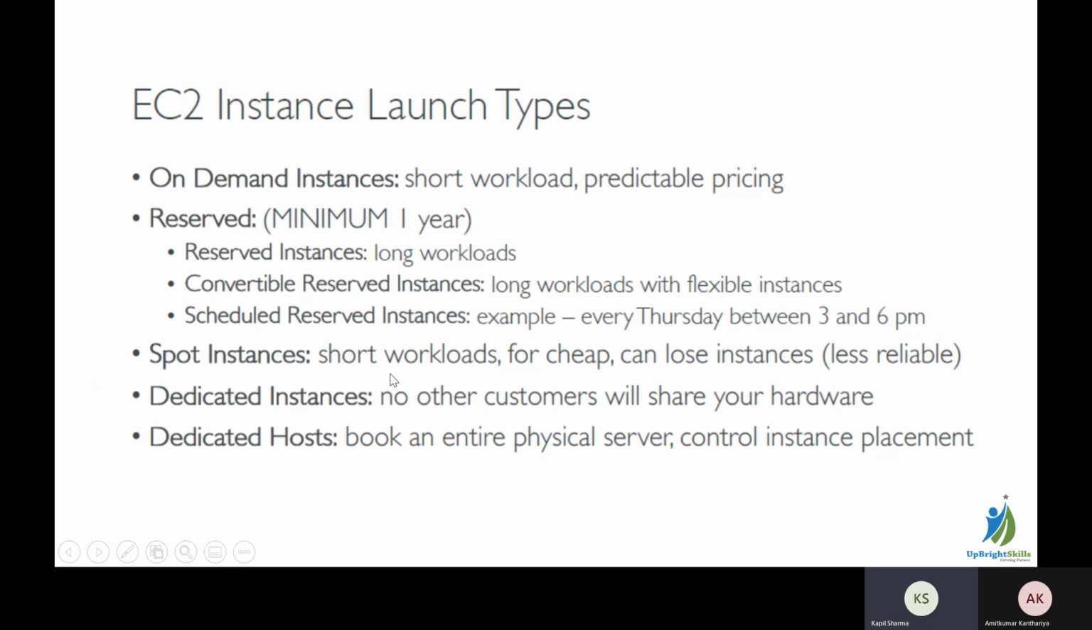Spot instances, again, are for short workloads, cheap, and you can lose the instance, and it is less reliable. Spot instances are like there are computes which are lying available with AWS. So what AWS is doing is, you can bid for those instances. You can bid the pricing for those instances, and if your bid is successfully approved, you can get those instances. But there is one condition: if someone else is bidding a higher price than yours, you will lose those instances. So these instances cannot be used for production. This can be used only for testing purposes.